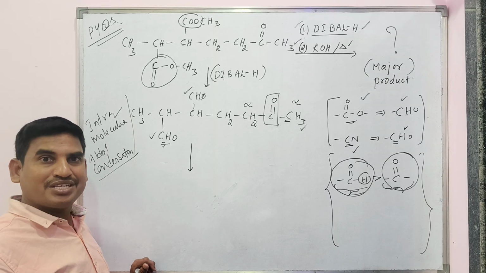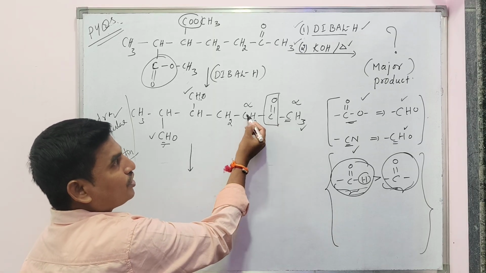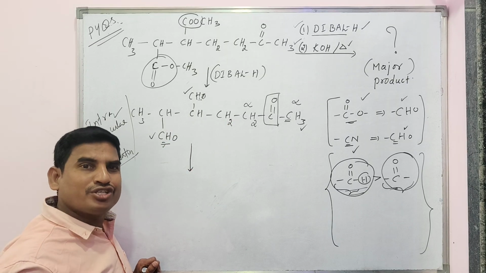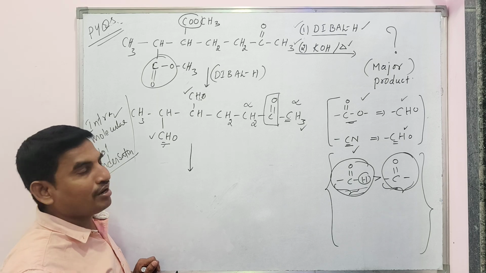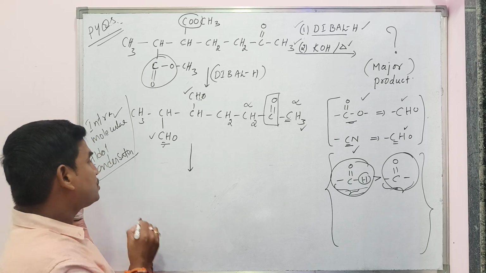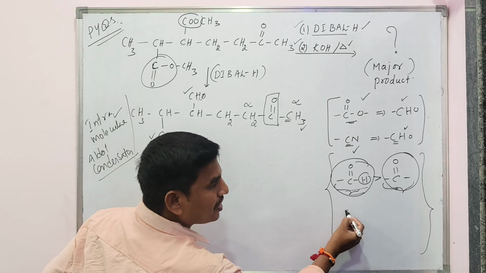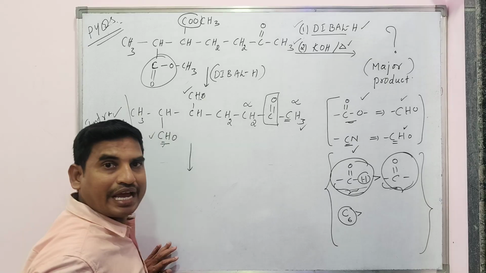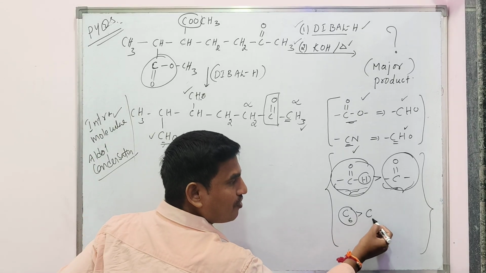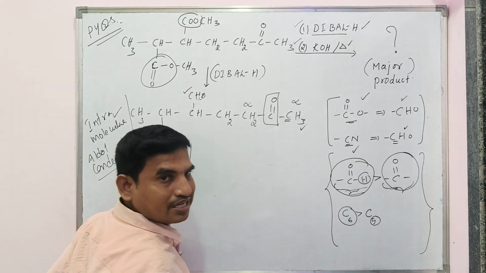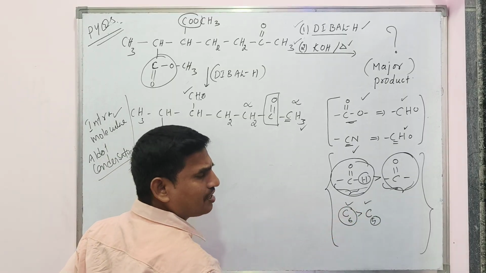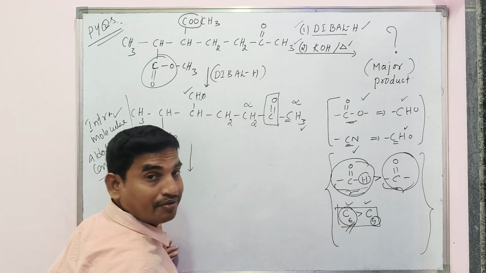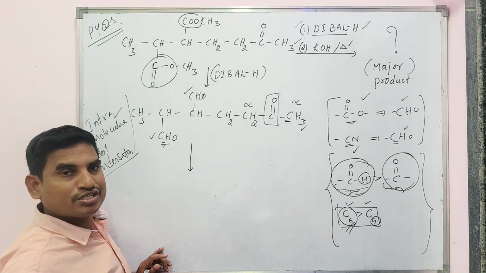But we have to check the ring, the cyclic ring. 1, 2, 3, 4, 5, 6, 7. A 7-membered ring. If you take an open chain or aliphatic compound, these are intramolecular aldol condensations. Which ring is more stable? The 6-membered ring is more stable, right? Greater than that, the 5-membered ring is more stable. Generally 6-membered or 5-membered rings are more stable.